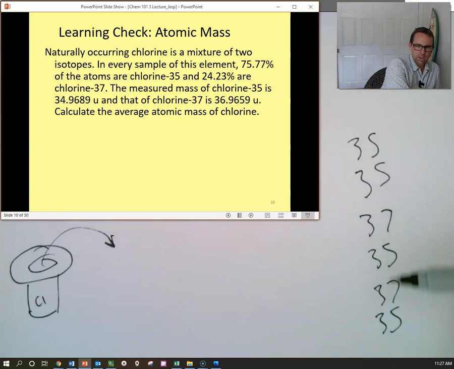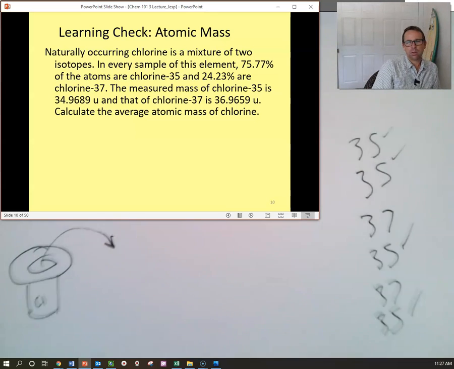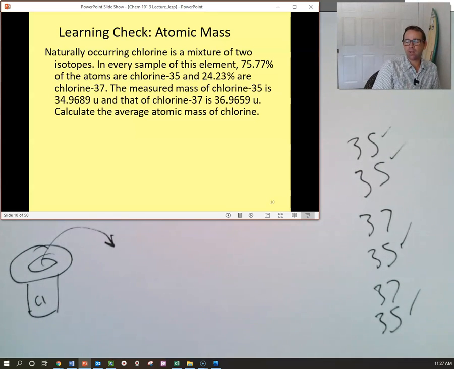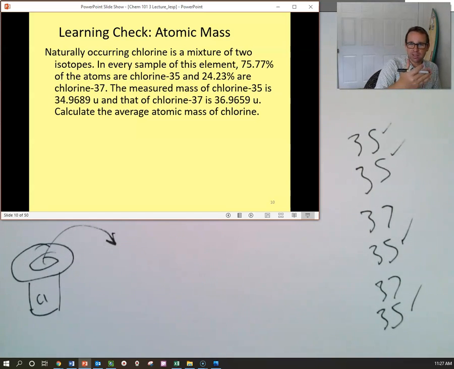Instead of making this long list, which is fine, but would take a really long time if I wanted to write down 35 75 times, and then the 37 24 times, and then add it up in the calculator, right? It would be wiser to just count how many 35s there were and multiply 35 by that value, right? And then add that to the 37s times how many times that one came up, all right?